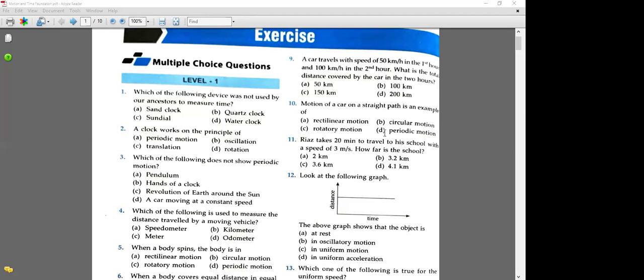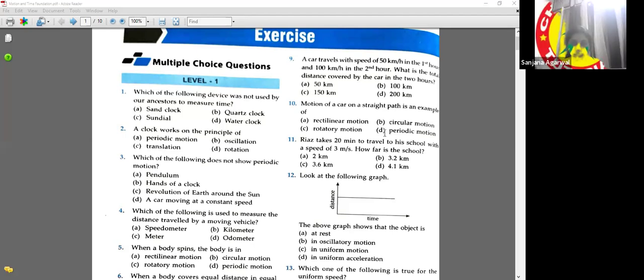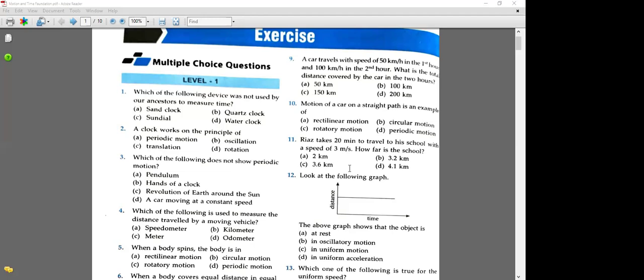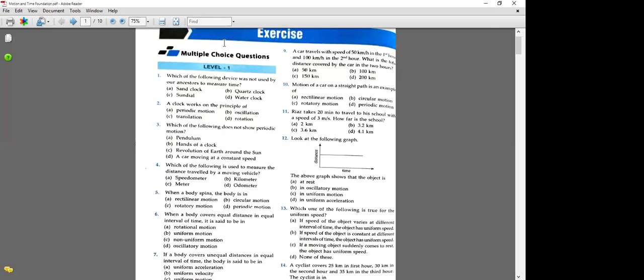Ma'am, the standard unit of time is seconds. So 20 minutes will be 20 into 60, that is 1200 seconds. Now speed equals distance by time, so distance will be speed into time. That will be 3 meters per second into 1200 seconds. When we multiply, we'll get 3600 meters. And 3600 meters in kilometers will be 3.6 kilometers.